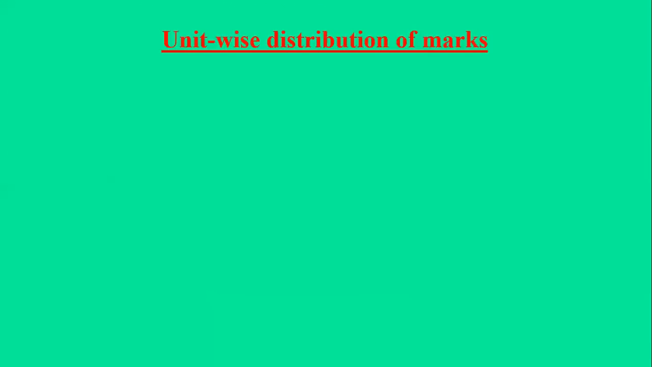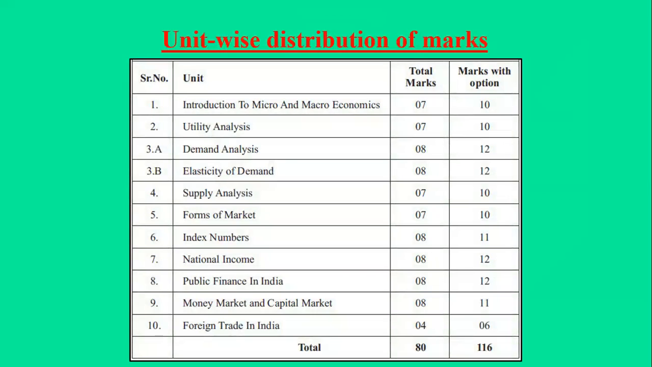Now let us see unit-wise distribution of marks. Chapter number 1, Introduction to Micro and Macroeconomics, total marks 7, marks with option 10. Chapter 2, Utility Analysis, total marks 7, marks with option 10. Chapter number 3A, Demand Analysis, total marks 8, marks with option 12. Chapter number 3B, Elasticity of Demand, total marks 8, marks with option 12.